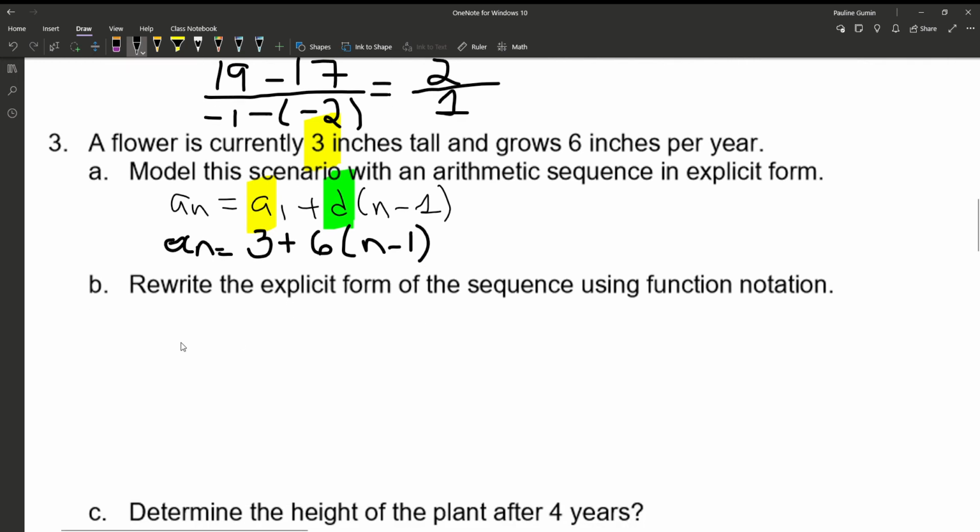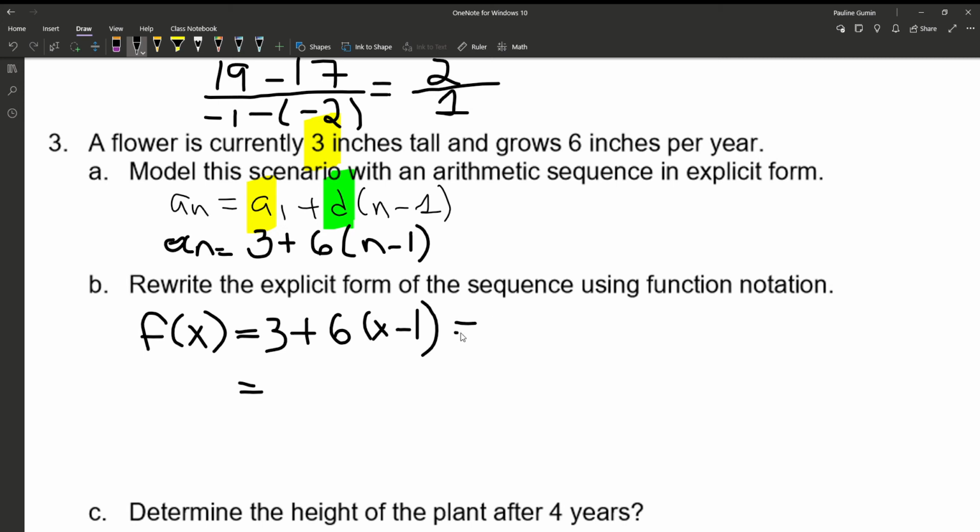Letter B. I want to rewrite the explicit form in function notation. So I'm going to take the explicit form that I just wrote and copy it, but with x's and function notation. So instead of a sub n, I have f of x. Instead of n minus 1, I have x minus 1. All right. Now, let's simplify this.